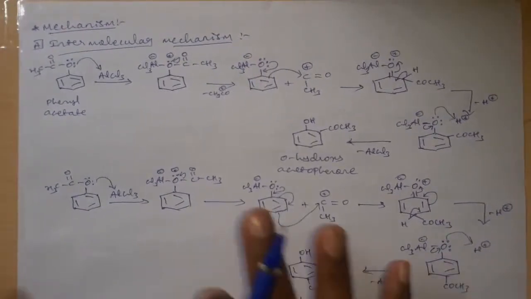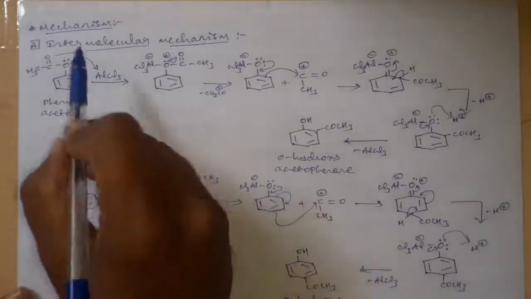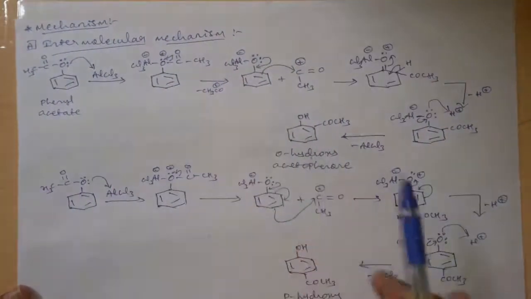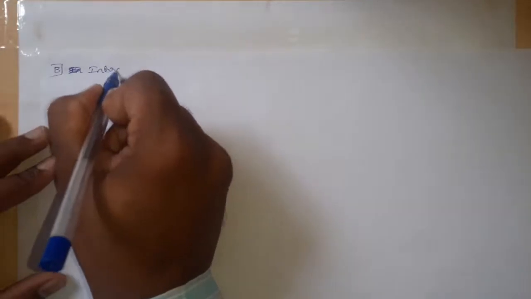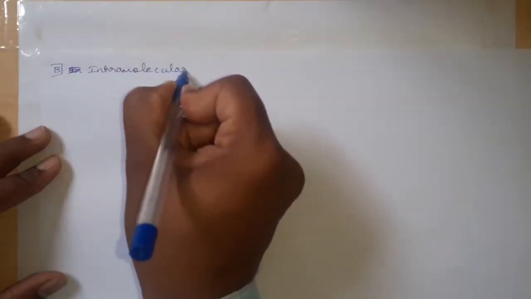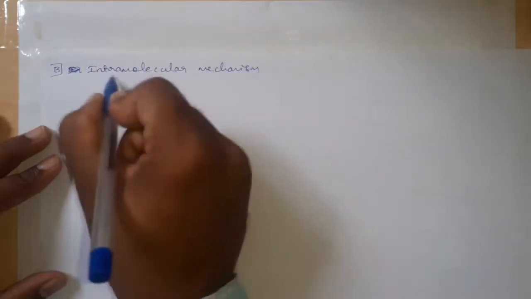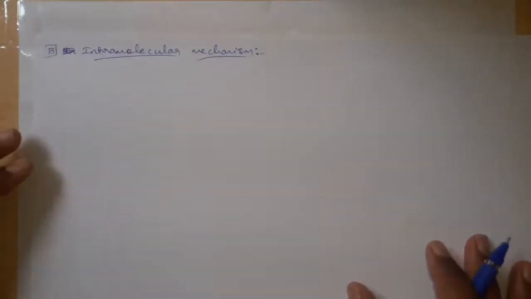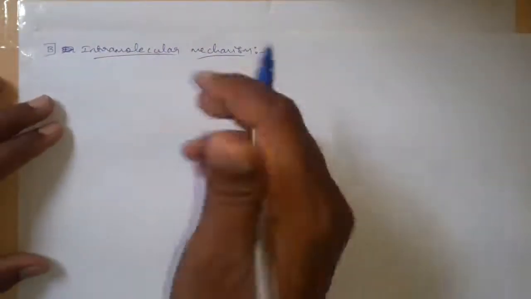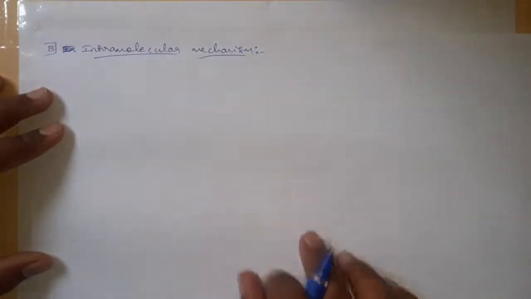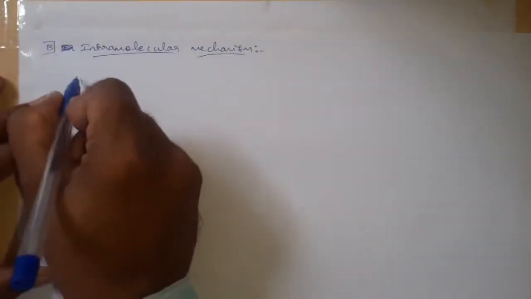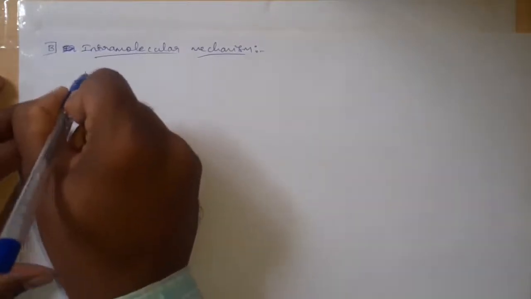Para hydroxyacetophenone. Dear students, this is the reaction mechanism of Fries rearrangement, that too the intermolecular reaction mechanism for the ortho isomer and for a para isomer. Now we will discuss the second reaction mechanism, that is the intramolecular reaction mechanism. The second reaction mechanism for the Fries rearrangement is the intramolecular one, and for this also we are discussing the ortho isomer as well as the para isomer.